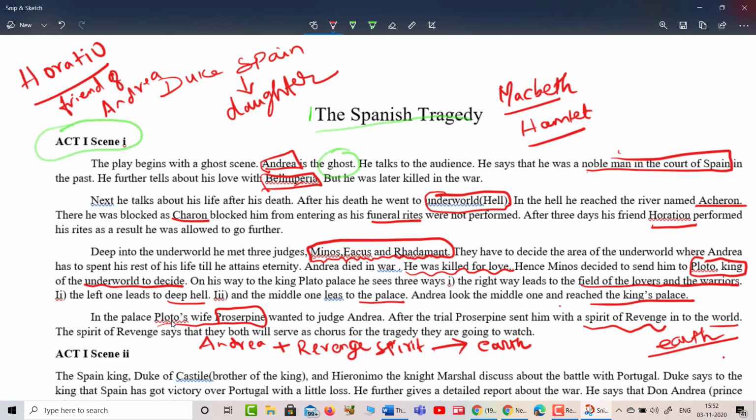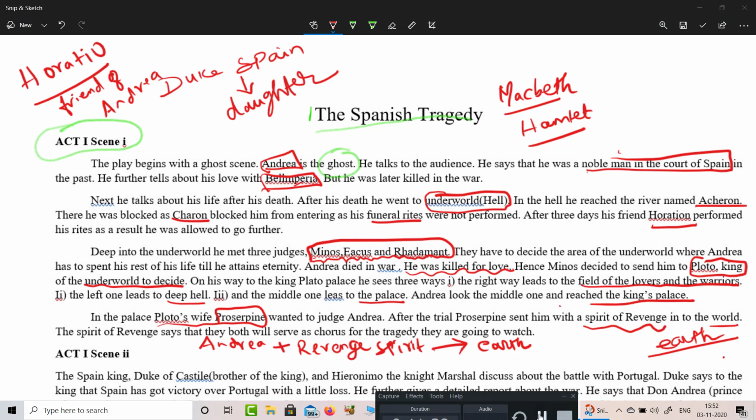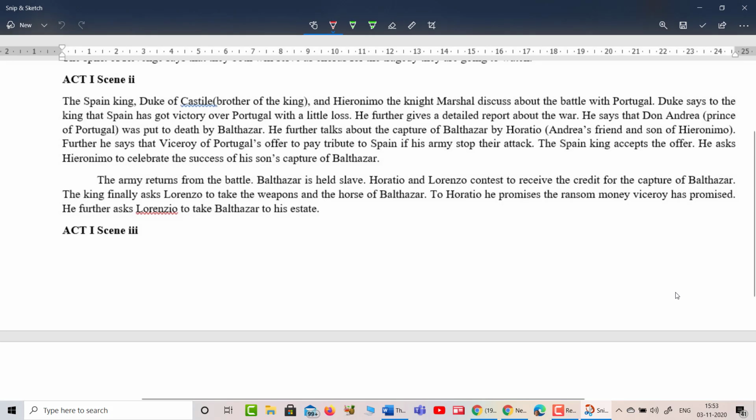And in the palace, Pluto gives the trial to Proserpine, and Proserpine calls his revenge spirit to accompany Andrea to the earth to satisfy the revenge of Andrea. Now that comes the end of Act 1, Scene 1. Next, what happens? Now, Act 1, Scene 2.